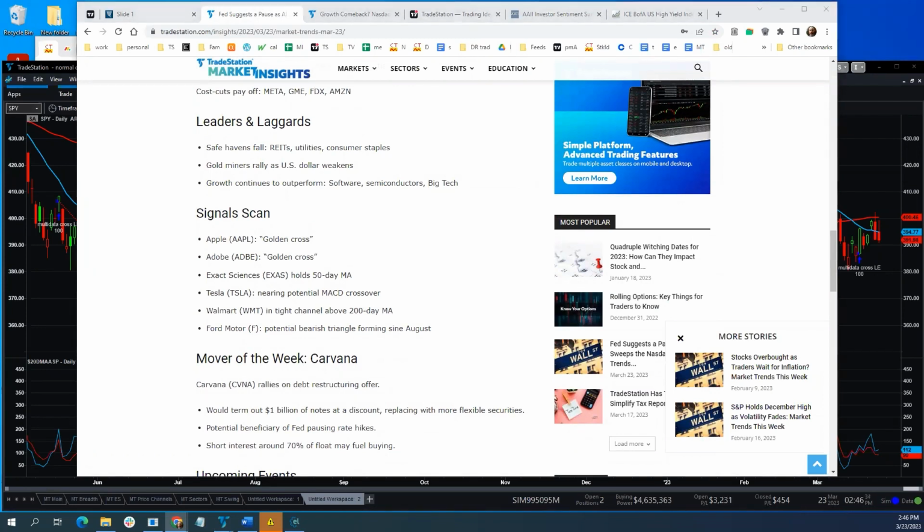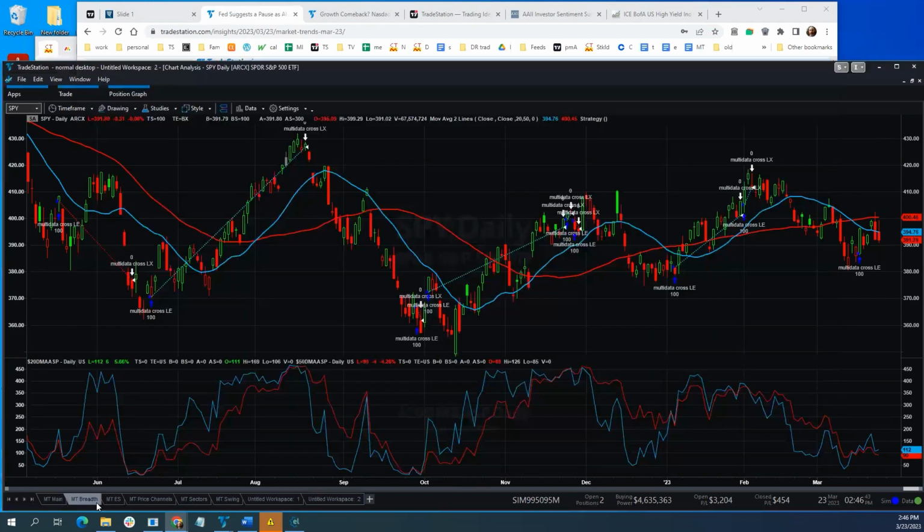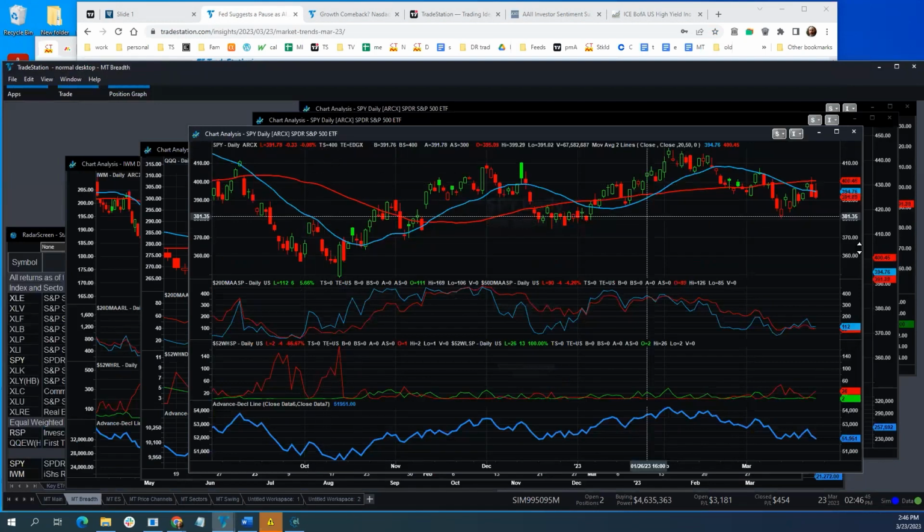Can you share your inputs number for the Golden Cross study? Go to breadth, go to the MT breadth workspace, and they're there on the SPY chart.